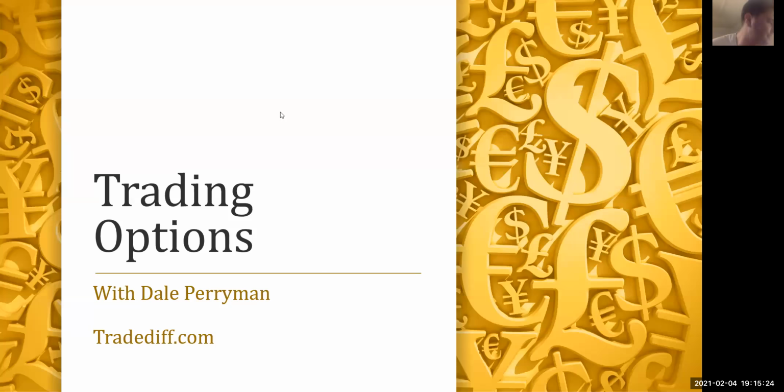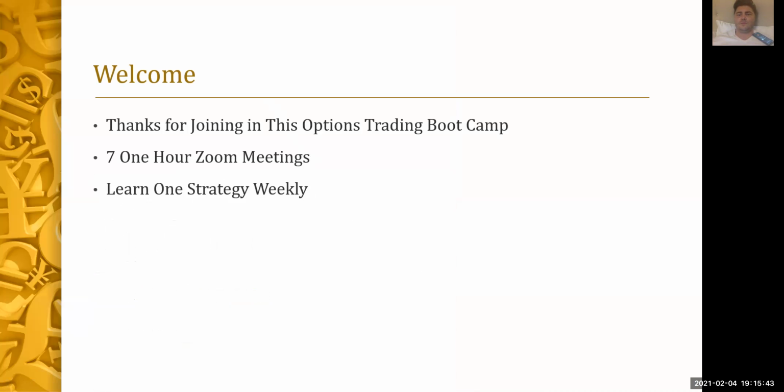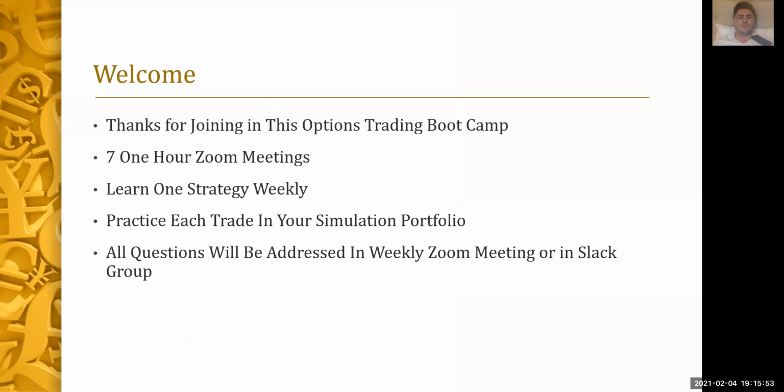All right. So here's kind of what I set up around trading options, and thanks for joining the Options Trading Bootcamp. Now, what this is going to consist of is we're going to do 7 one-hour Zoom meetings once a week for 7 weeks. And every week you're going to learn a new option trading strategy. You'll practice each trade in your simulation portfolio. And all questions will be addressed in weekly Zoom meetings or in the Slack group, which I believe that you've already joined. Is that correct?